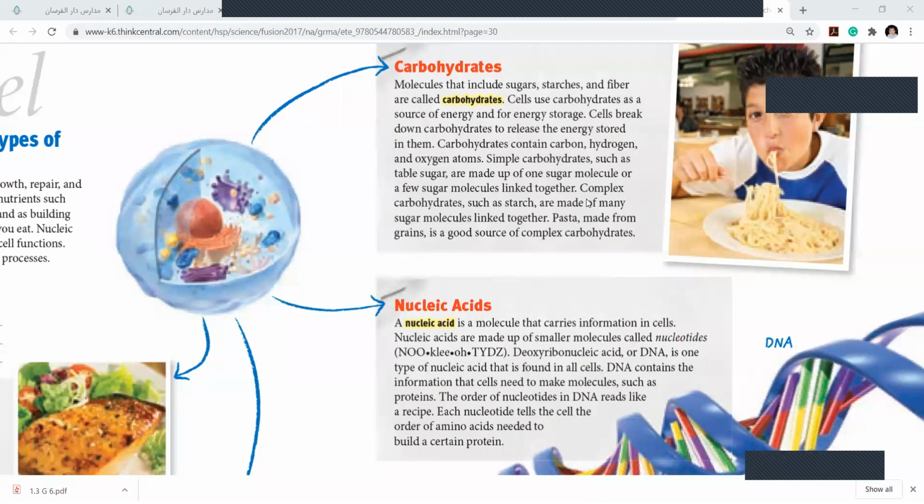Molecules that include sugars, starch, and fiber are called carbohydrates. Cells use carbohydrates as a source of energy and for energy storage. I told you, carbohydrates are for storing energy and for releasing energy.